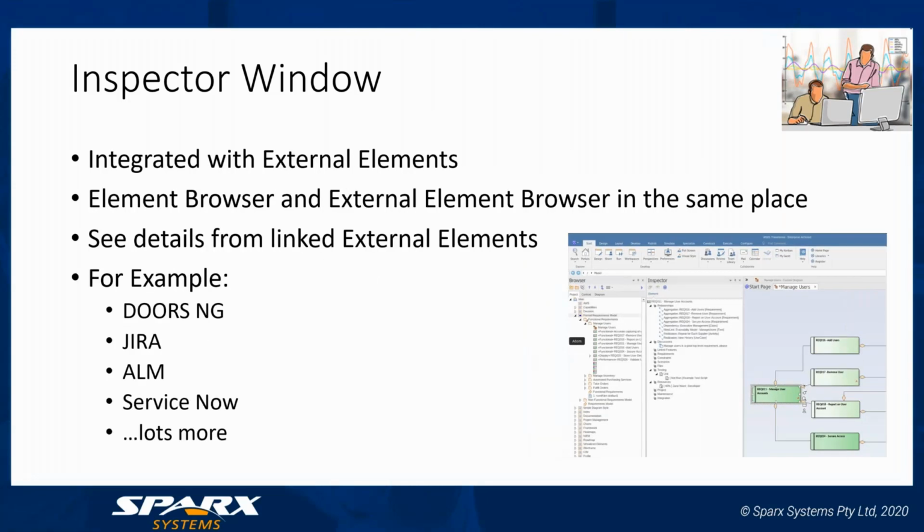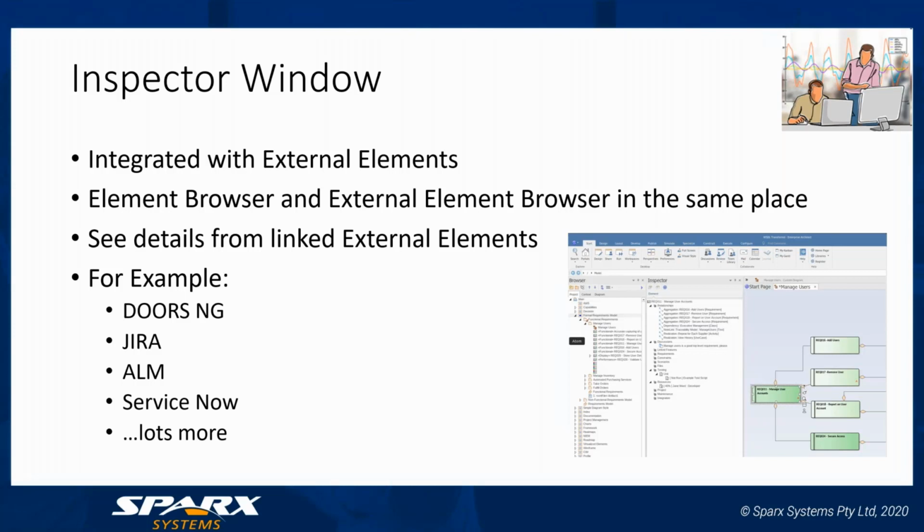It's also integrated with the external elements. Now, external elements come from the ProCloud server integrations. So for example, you can link up an Enterprise Architect model to things like Doors or Jira or ALM or ServiceNow, or a whole bunch more. Bugzilla is another one. I think there's a good 13 or 14 applications that we have built-in integrations for.